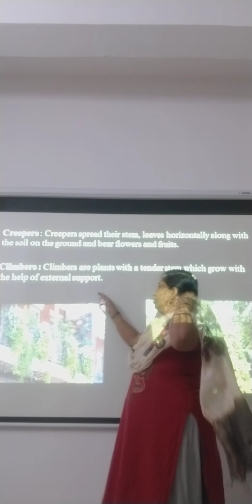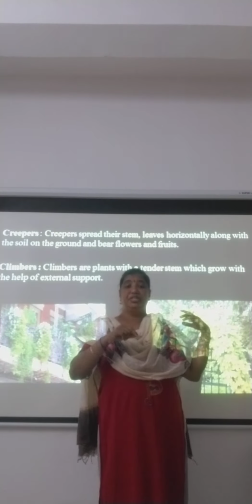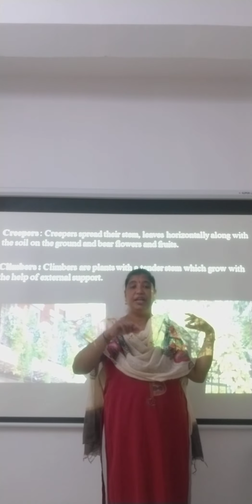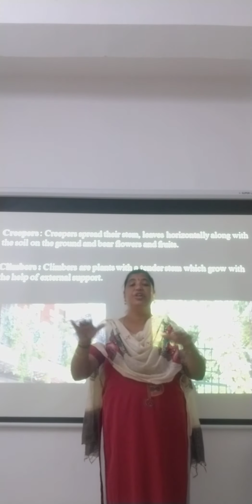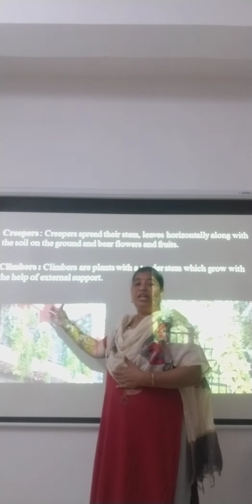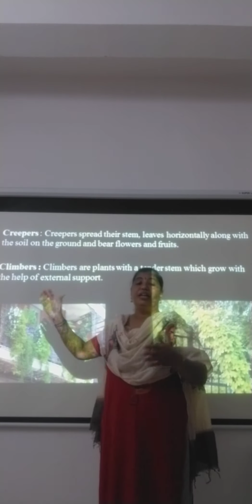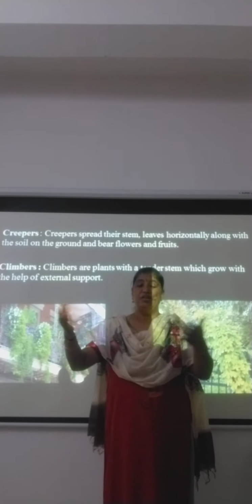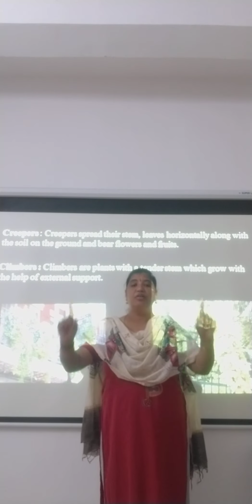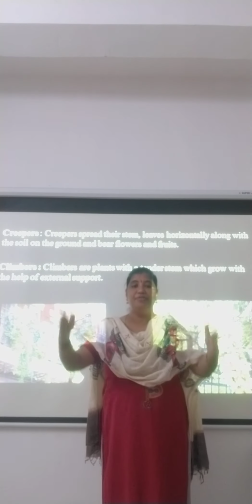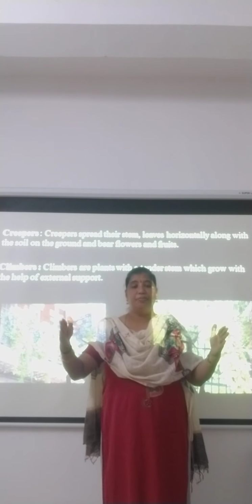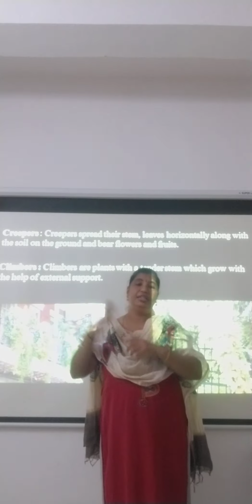An example would be grapes, grape vineyards. A grape vineyard means the place where different kinds of grapes are grown. If you go to the grape vineyard, the plant is called a climber because it takes support. Long sticks would be there, arranged horizontally and vertically, and from that they take the support and grow.